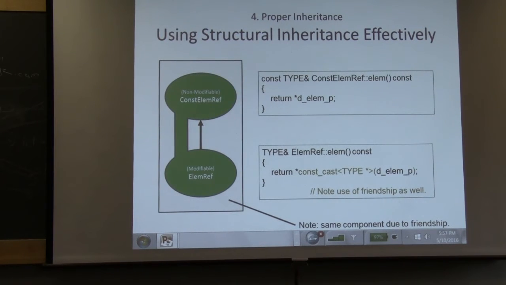I'm putting the implementation here. Now notice I've done a cast. This is where we're using the friendship. It is true that we could implement this without the friendship. As long as we know the implementation and it's the same component, we could go grab the thing that comes out, take its address, and do some funny things.